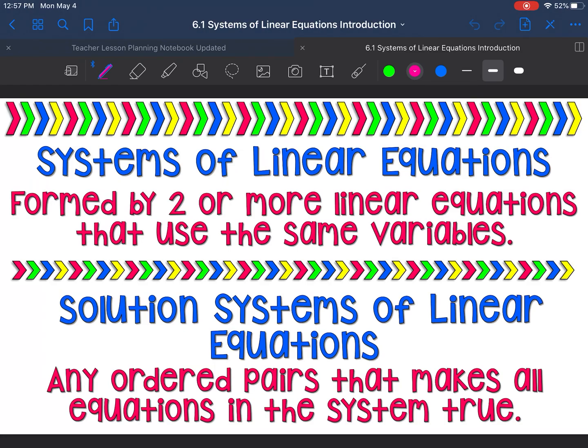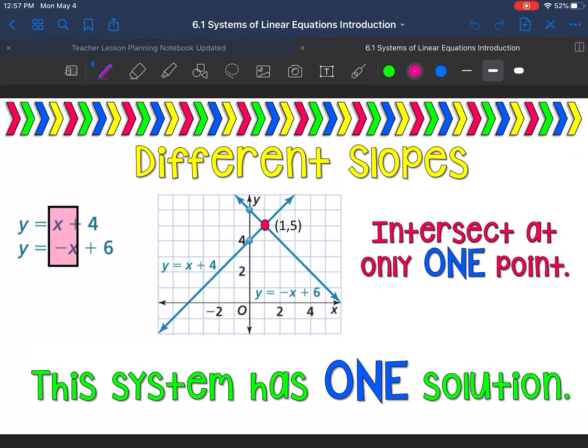Now, a solution to a system of linear equations is any ordered pair that makes all the equations in the system true. Okay. So now that we've done some definitions, let's look at three different types of linear systems. The very first one is when we have different slopes.